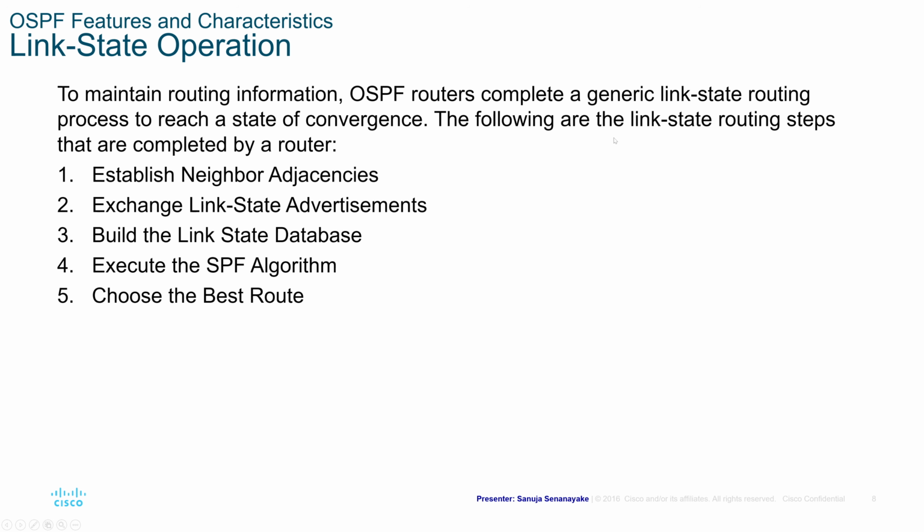The following are the link state routing steps that are completed by a router. It establishes neighbor adjacencies. It exchanges link state advertisements. It builds the link state database. It executes the SPF algorithm. Then it will choose the best route. So these are the steps that it needs to go through to create the link state routing information.